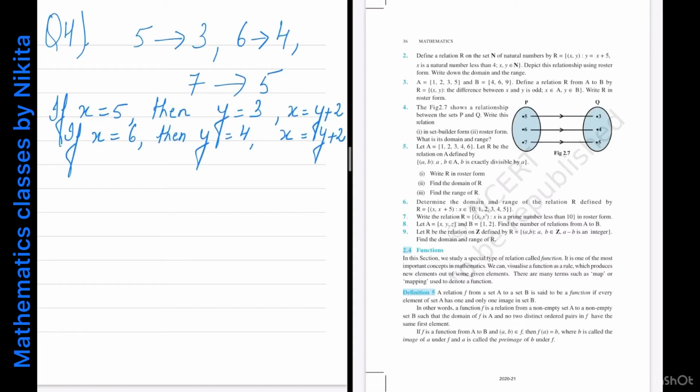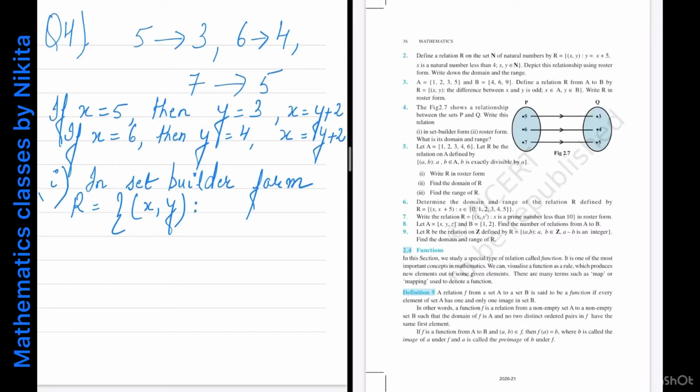So therefore the first part says you have to write the relation in set builder form. So in set builder form I can write the relation as R is equal to all those x comma y such that x is equal to y plus 2, where x is coming from P and y is coming from Q. So this is the set builder form.